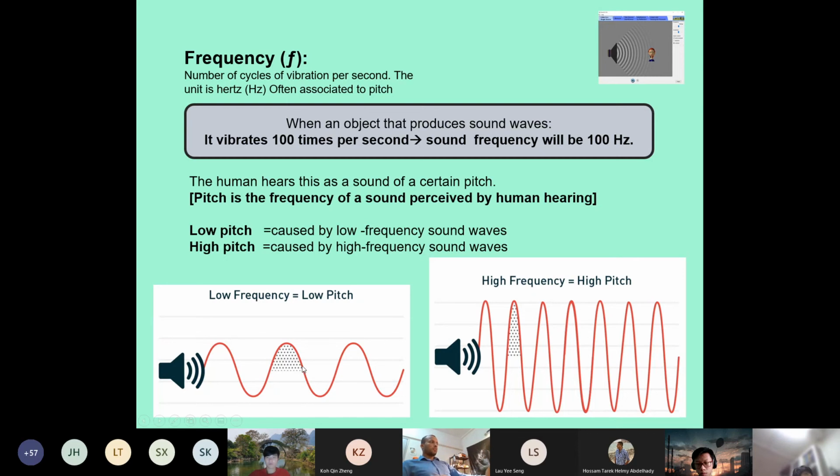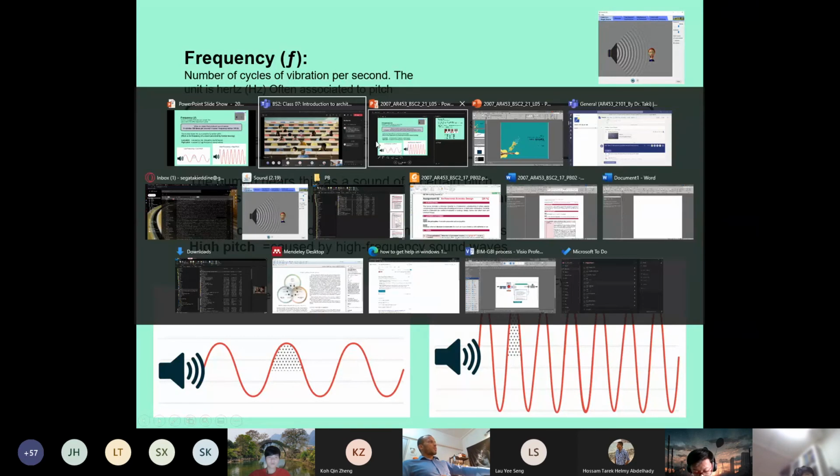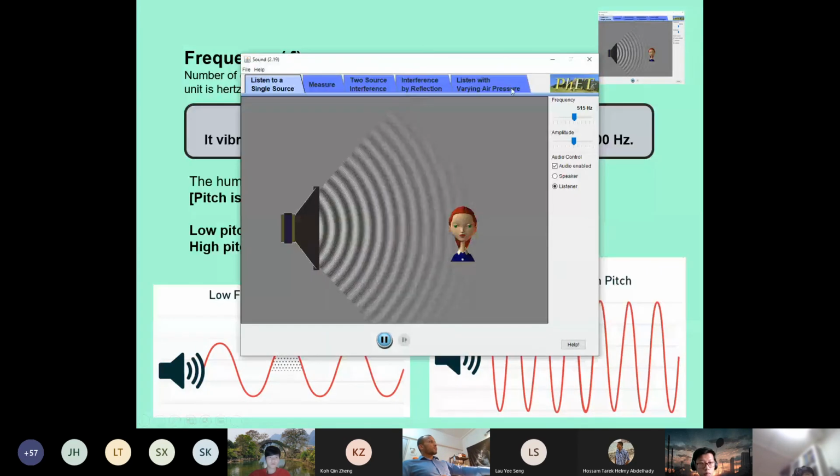Here are two different sound waves, and as you can see, they are different in terms of frequency and amplitude also. This one is just here, but this one is double. So 1, 2, 1, 2. Okay, here there's a software to do some simulation to explain more.